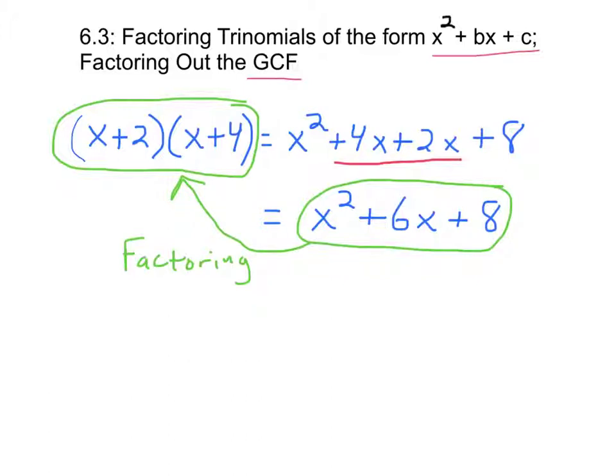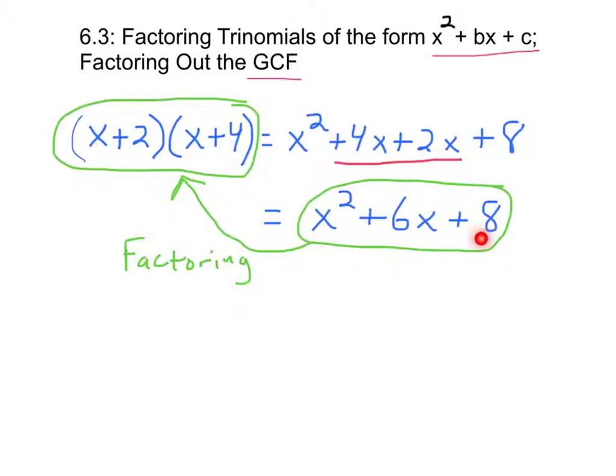Now notice that there's a couple things that are really important to notice here. Number one, this last term in the trinomial, the positive 8, is the product or the multiplication of the two numbers in the multiplication problem. So 2 times 4 equals 8. Okay, so that's one thing to notice. And that's always going to be true in this kind of factoring.